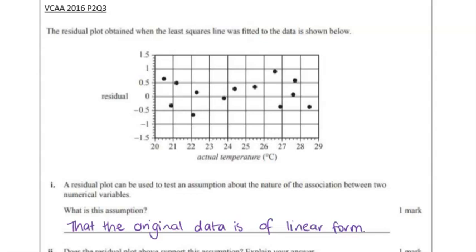The second VCAA question here is from the 2016 paper 2. We were given a residual plot after the least squares regression line was fitted to the data, and that's shown below.